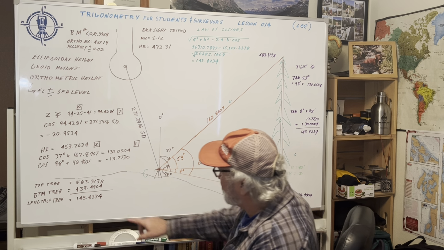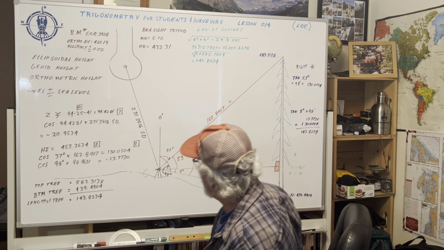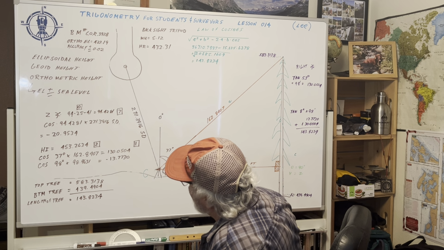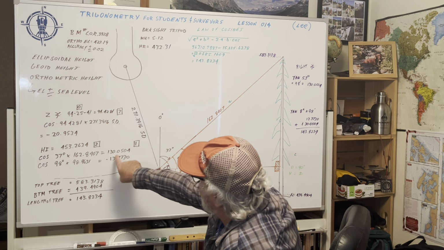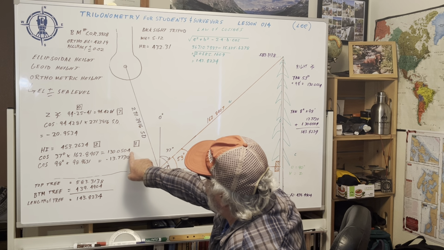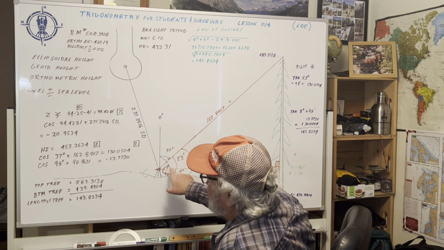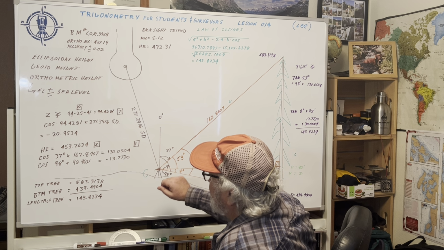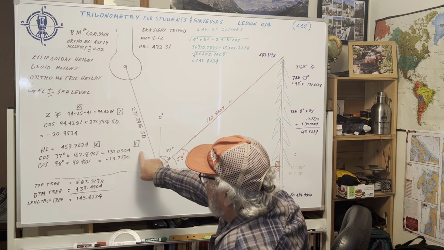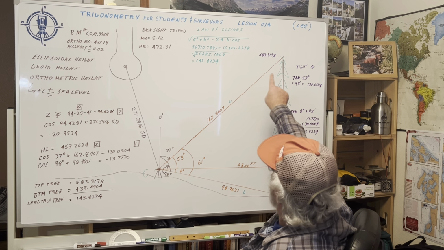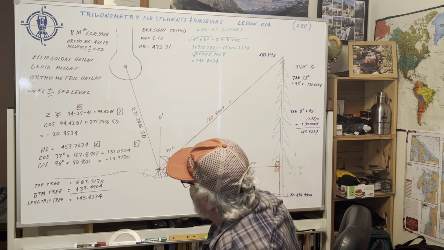The cosine of 37 degrees times the length, 162.8407, is going to give us 130.0504. And now we want to add that to our HI, and that's going to give us right here 583.31.